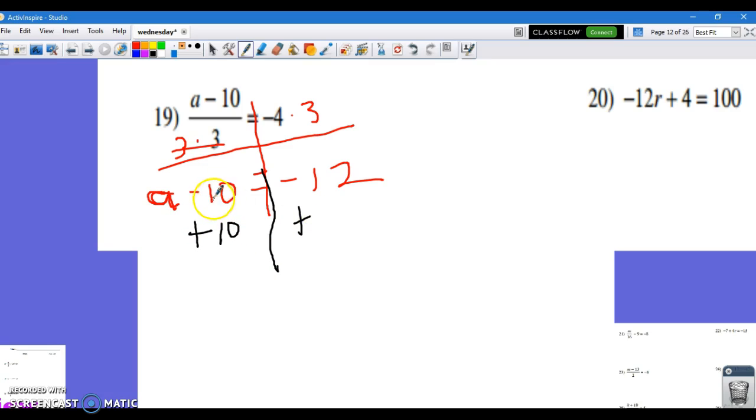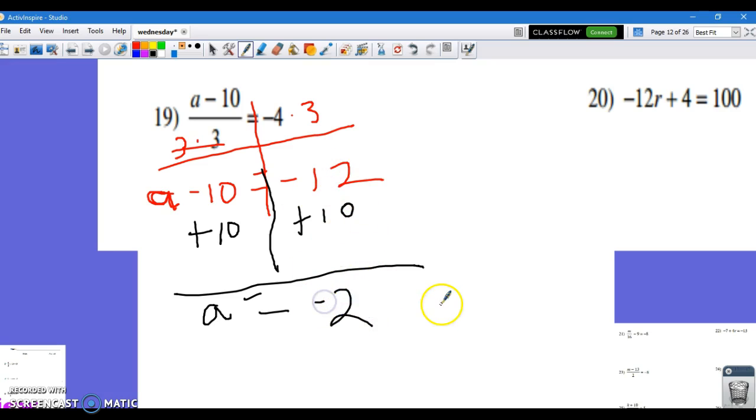You have to do the opposite of what you see. Remember, do the opposite of what you see. If you have -10 here, you're going to add 10. Add 10 to that side, got to add 10 to this side. That cancels out, leaving you A. A -12 plus a +10. What do we do when we have a negative and a positive? You subtract. Keep the sign of the higher digit. So A is going to equal -2 in this problem.